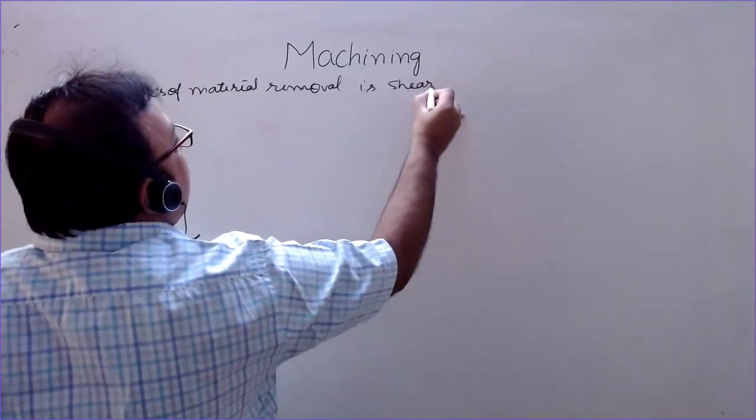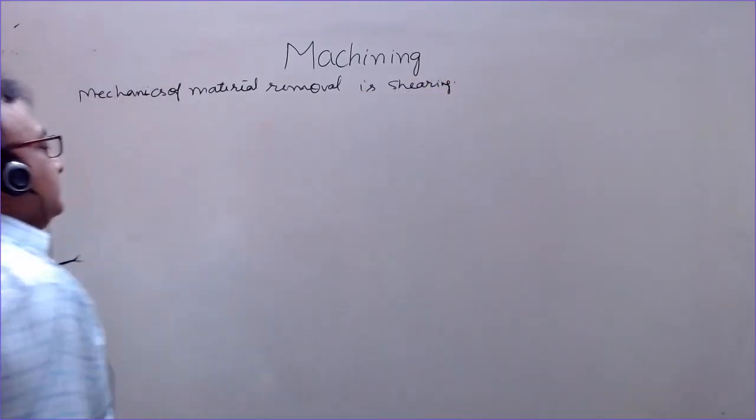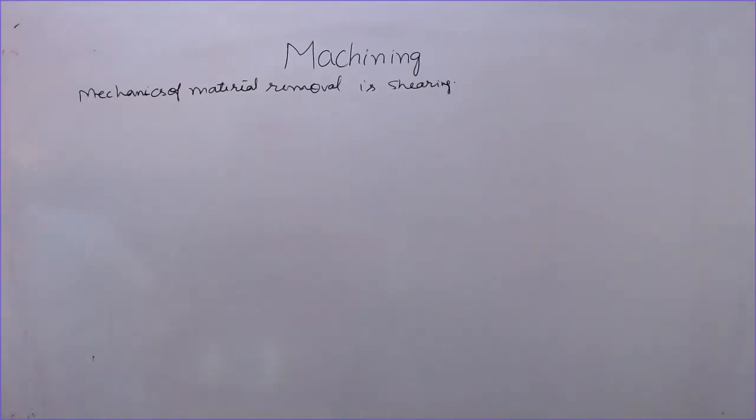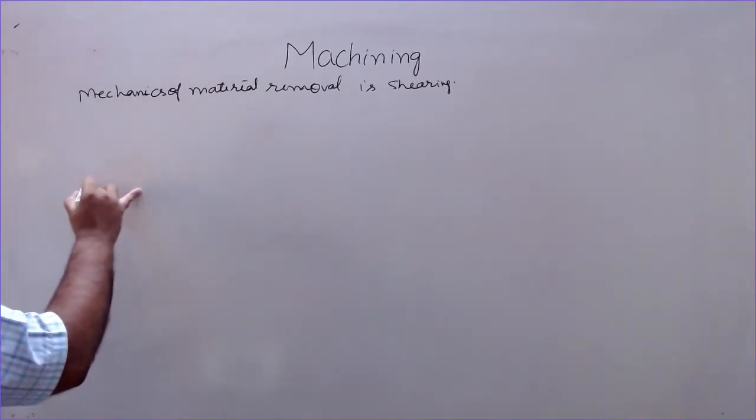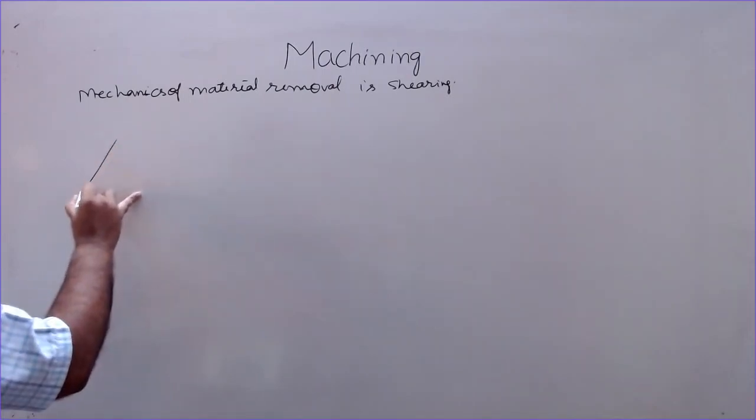Shearing, you all know what is shearing. It is just slipping. So the material is sheared by the nose of the tool, and we can show this with the help of a diagram.